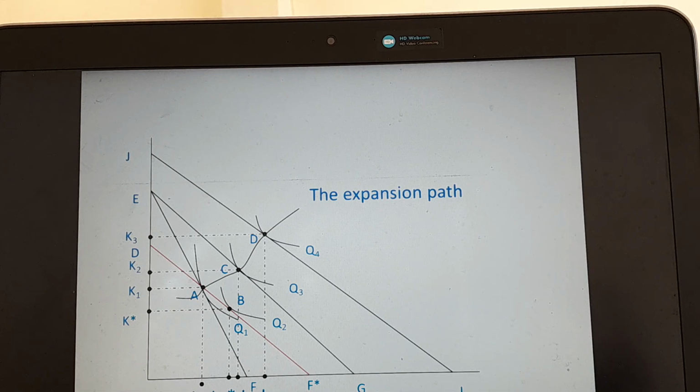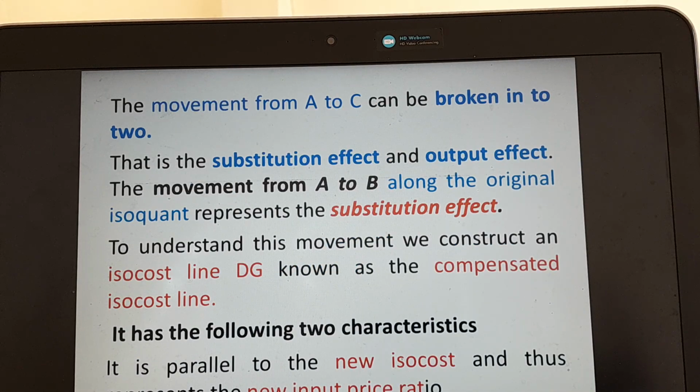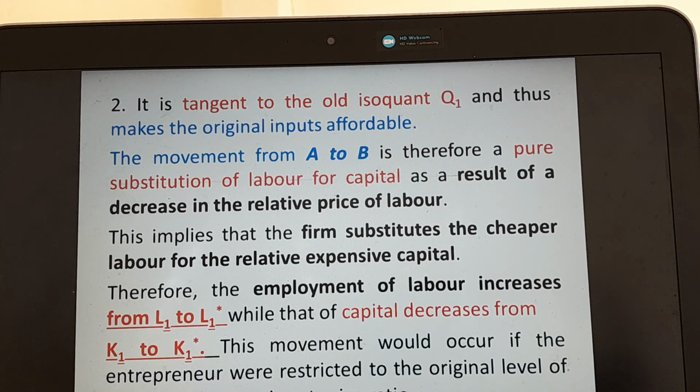That means we substituted labor for capital. Substitution of labor for capital. This is compensated isocost line. It has the following two characteristics. It is parallel to the new isocost and thus represents the new input price ratio. It is tangent to the old isoquant 1 and thus makes the original output affordable. The movement from A to B is therefore pure substitution of labor for capital as a result of a decrease in the relative price of labor. This implies that the firm substitutes the cheaper labor for the relatively expensive capital.